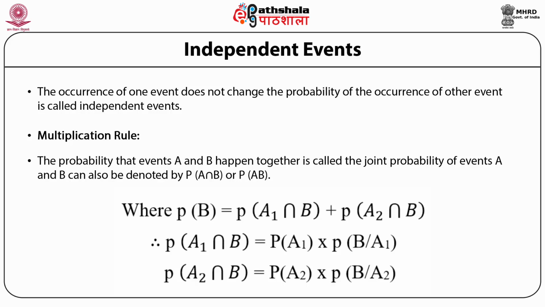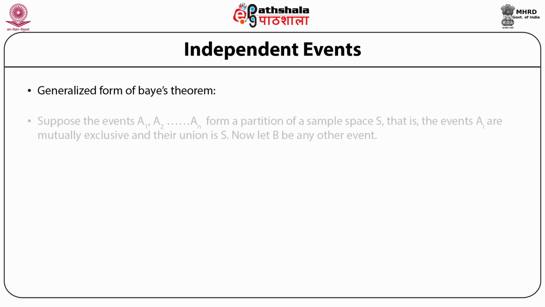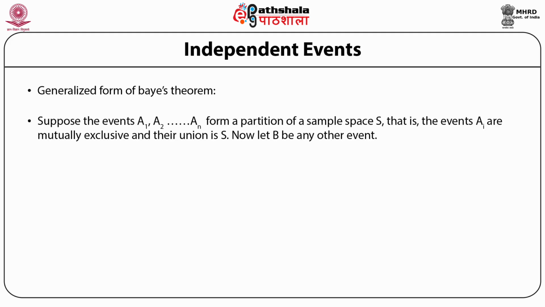Now up to this point we have discussed Bayes' theorem for two events only, where two events occur in combination with one event. Now suppose there are n events. The generalized form of Bayes' theorem is: suppose the events A1, A2, up to An form a partition of a sample space, that is, the events Ai are mutually exclusive and their union is S, the sample space.